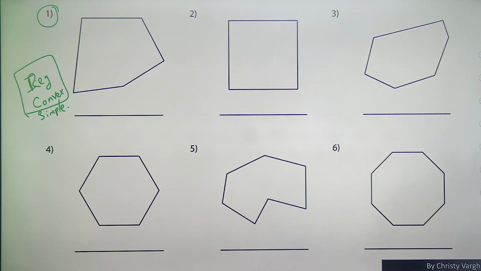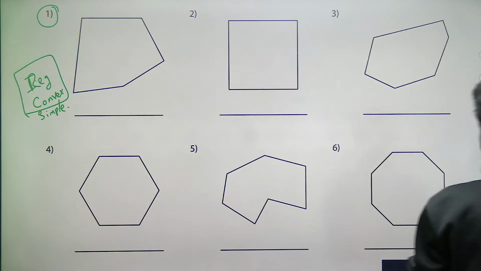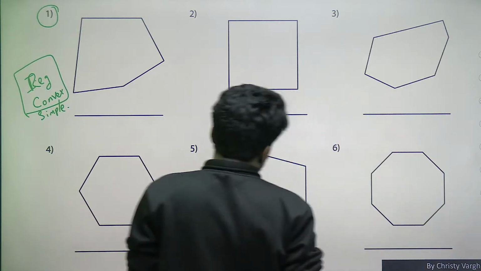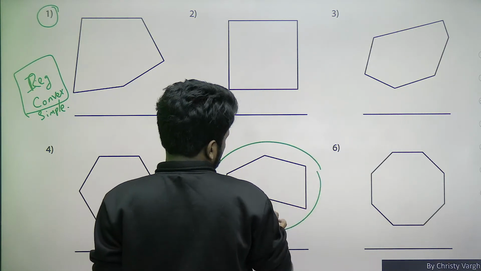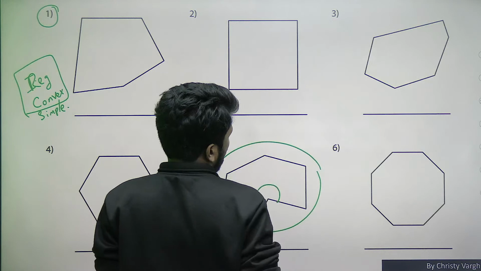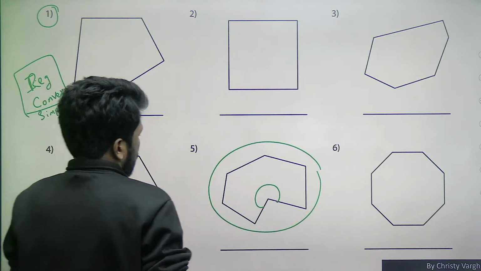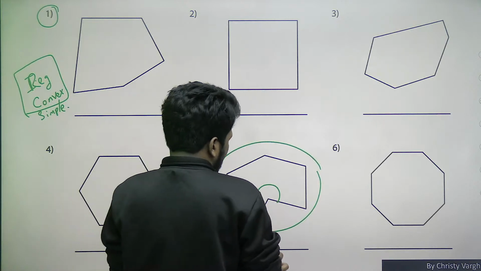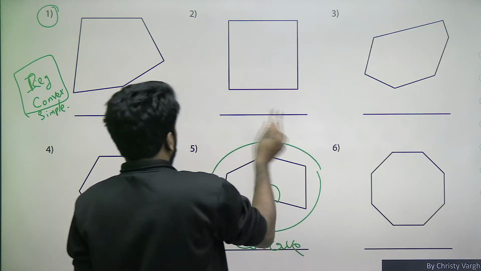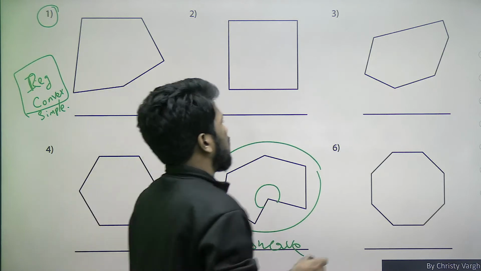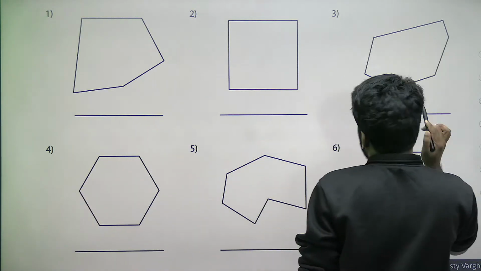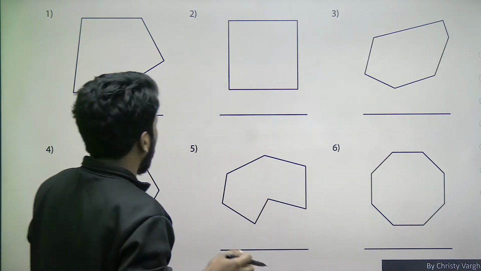Okay, so most of you got it right. Convexity: all of them are convex except 5. This is the only concave polygon. All the rest of the angles are below 180, each of them, right? So this is the only concave polygon. All the rest are convex polygons. So convexity and concavity we have discussed. Now what about regularity and irregularity?